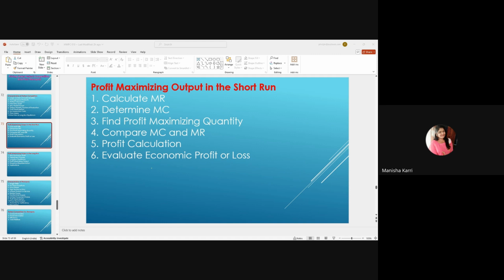Okay, at this quantity, the firm is producing the level of output where the extra cost of producing one more unit is exactly equal to the extra revenue gained from selling one more unit. Next, I need to compare marginal cost to marginal revenue. Later, profit calculation. In the profit calculation, calculate the total revenue by multiplying the price P by the quantity sold. Calculate total cost by multiplying the average total cost by the quantity. Profit equals total revenue minus total cost. And the last step is to evaluate economic profit or loss. If total revenue exceeds total cost, the firm earns economic profit. If total cost exceeds total revenue, the firm incurs an economic loss.